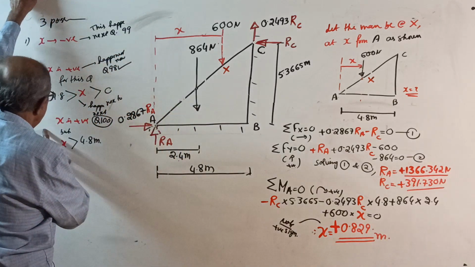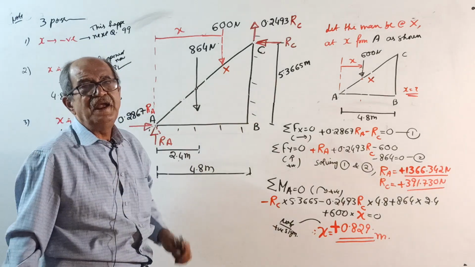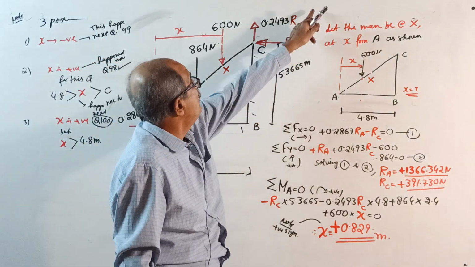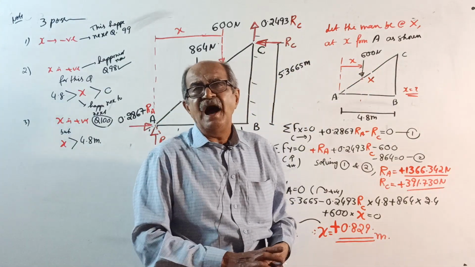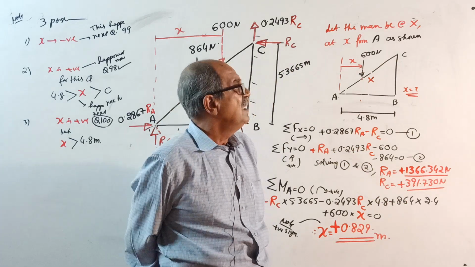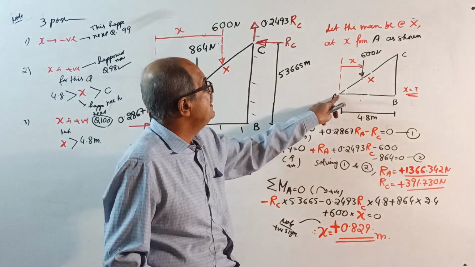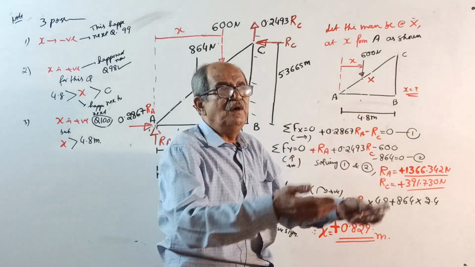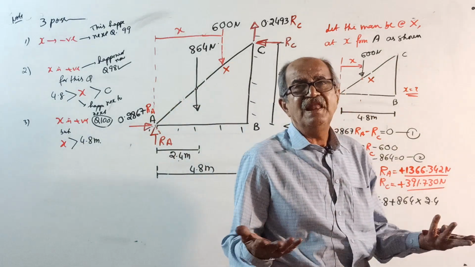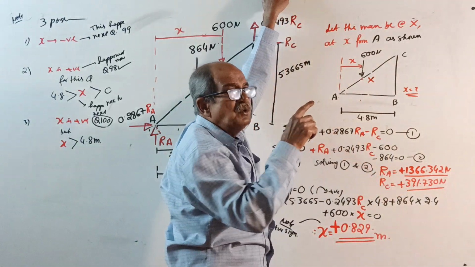Next, the last chance is x is positive but more than 4.8 meter. Means he is somewhere here. He will leave the ladder. That means the ladder is very stable. As the man ascends, nothing will happen. Even if he reaches the topmost point, nothing will happen. He can go further, and when he goes further he is not on the ladder. Means he can safely go through the ladder.